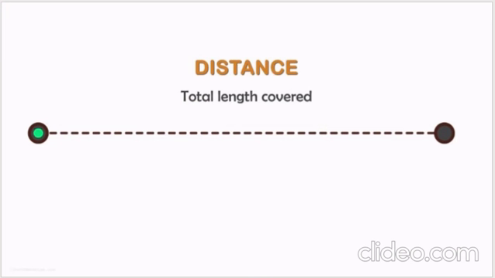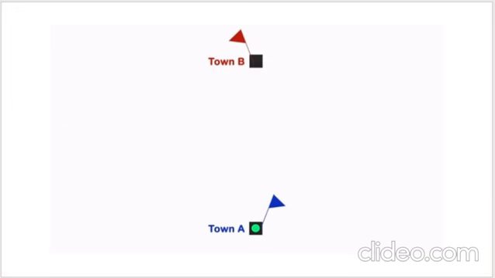When I say distance, what do you understand by distance? I can say that the total length covered in any journey or any motion is nothing but the distance. Correct? So let's understand distance and displacement with an example. Let's say that I have two towns, town A and town B. Now there is a direct way, a straight road from town A to town B.